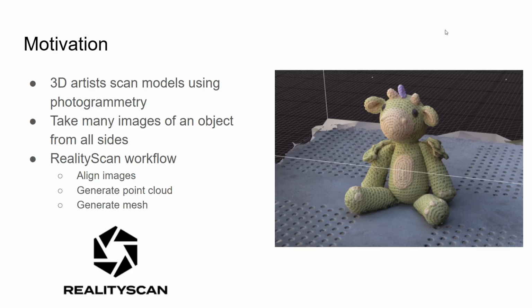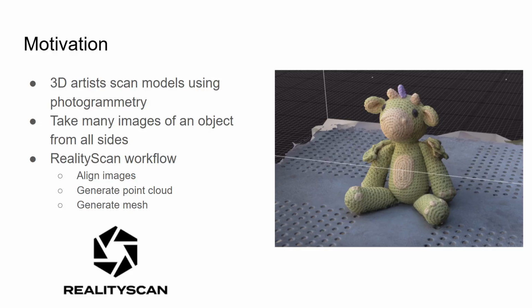So, for the motivation for my project, a 3D artist will often scan models from the real world using a process called photogrammetry, where you take lots of photos of an object from lots of different angles, and then you use software to piece together a 3D model. A software that is commonly used for this is called Reality Scan.